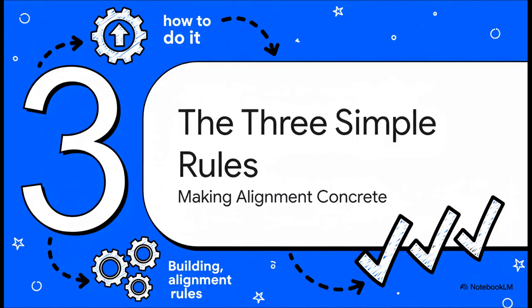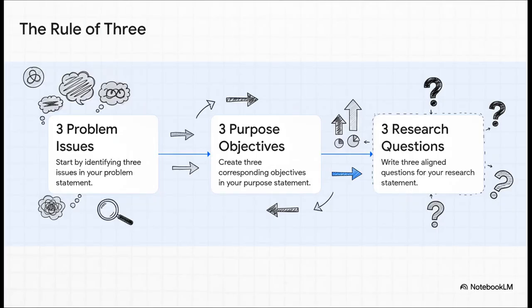Okay, so we get what alignment is, and we definitely get why it's so important. But how do we actually do it? Well, it all comes down to 3 incredibly simple, totally concrete rules that you can start using right now. All right, this right here is the secret sauce. Rule number 1, count the specific issues you have in your problem statement. Let's just say you have 3.